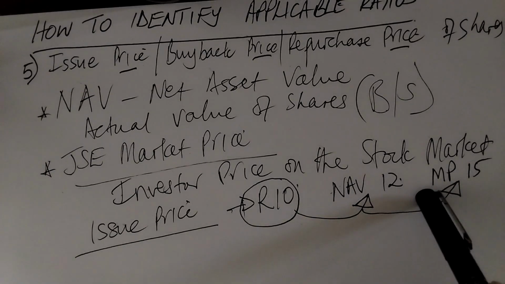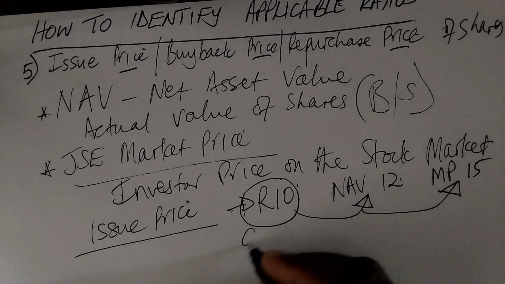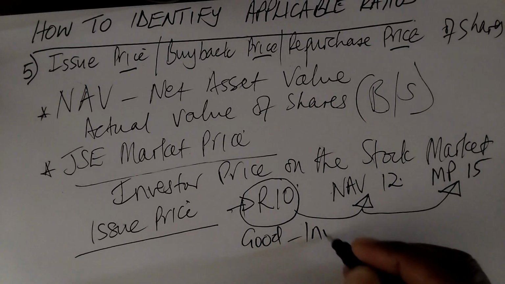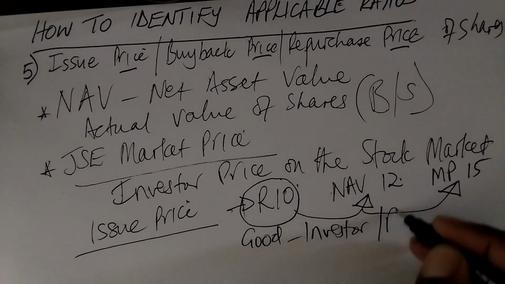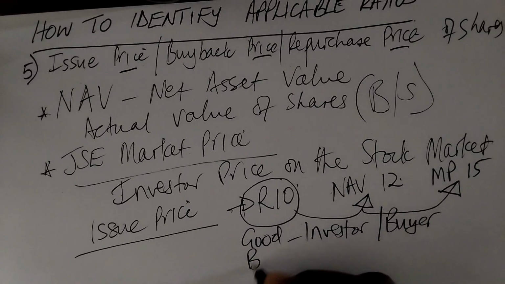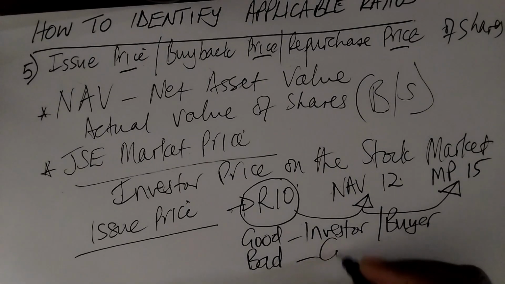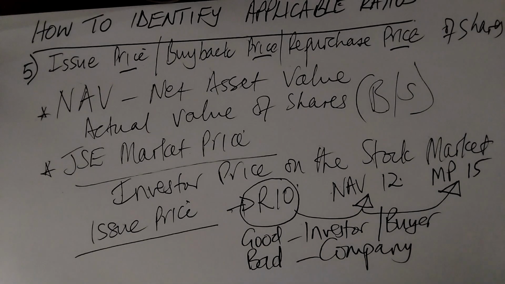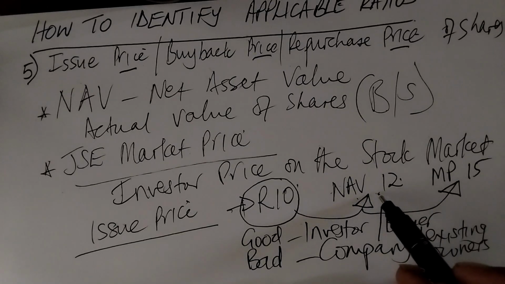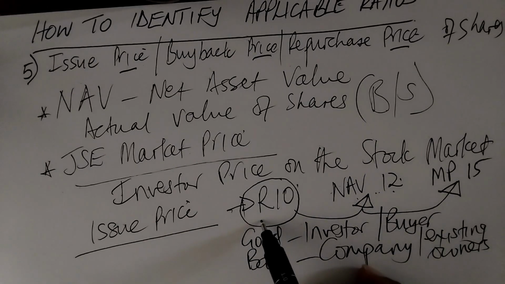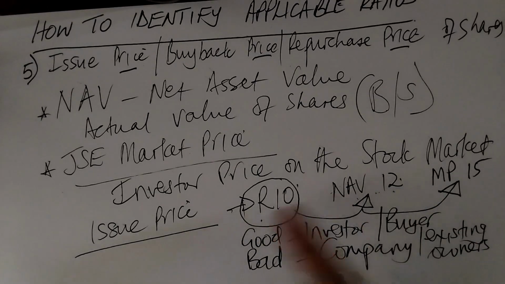So this scenario is good for the investor, in other words, the one who is buying, the buyer. But this scenario is bad for the company, or the existing owners. Why? Because the company could actually get more by selling on the JSE, or by selling the shares at their actual value, than what it was sold for. But the investor who is buying would be happy because they're buying shares at a discounted price.